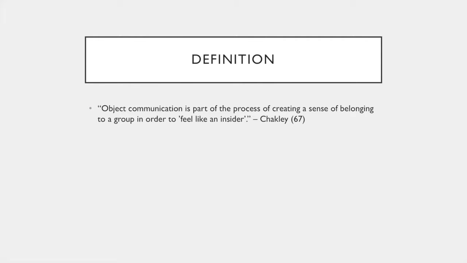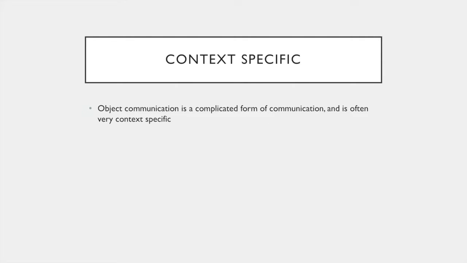A definition of object communication taken from this unit's textbook: Object communication is part of the process of creating a sense of belonging to a group in order to feel like an insider. Context specific.